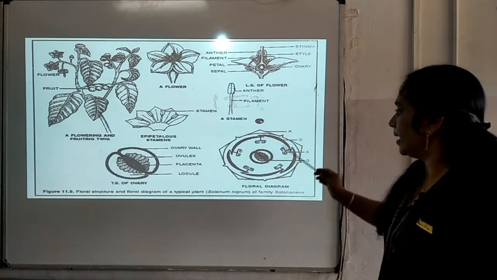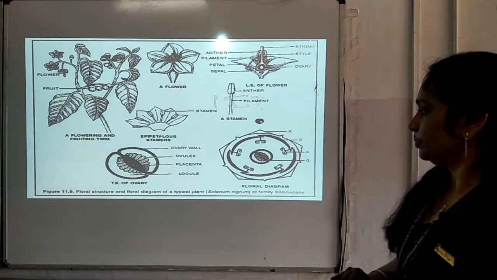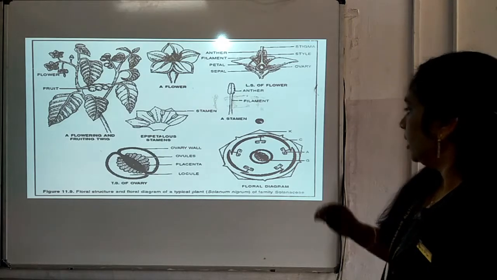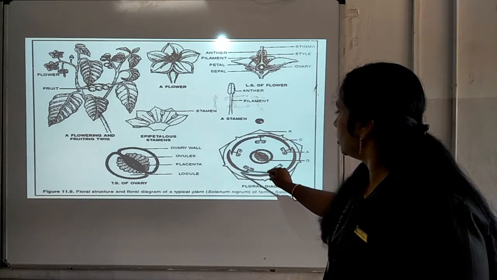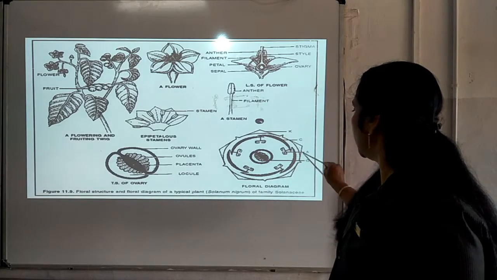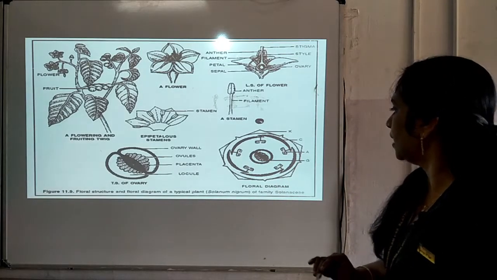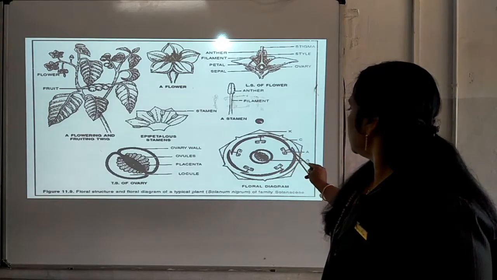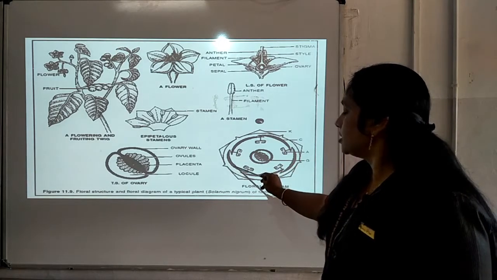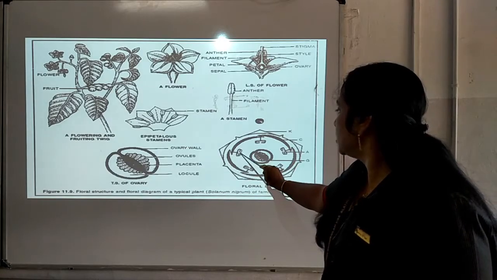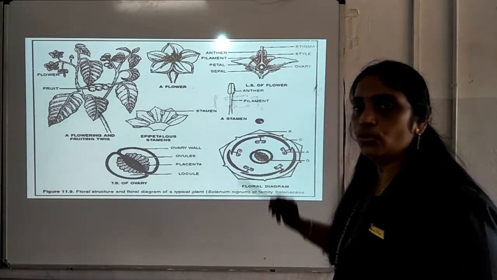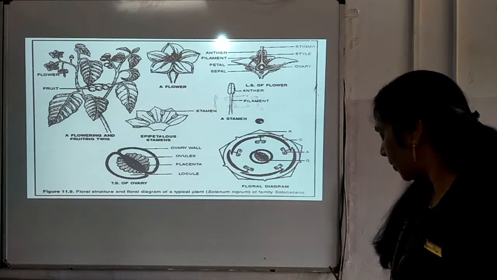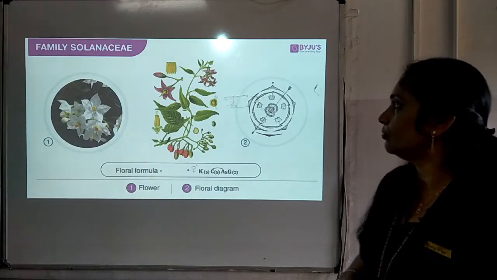And this is the floral diagram related to the Solanaceae family. In the floral diagram, valvate aestivation has been said, and it is united. Here you can see the petals or corolla. This is the androecium, and this one is the gynoecium with 2 chambers, and this is the ovule. So, this is how we have to prepare the floral diagram based on the floral formula.